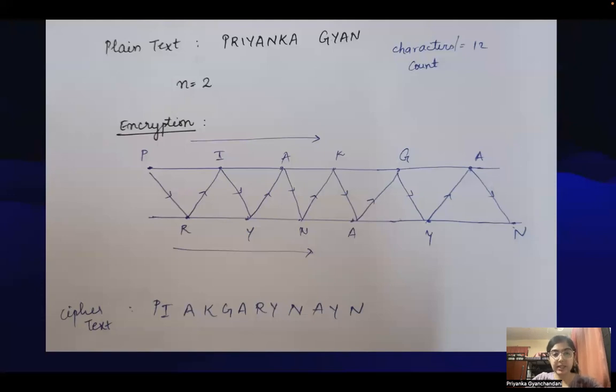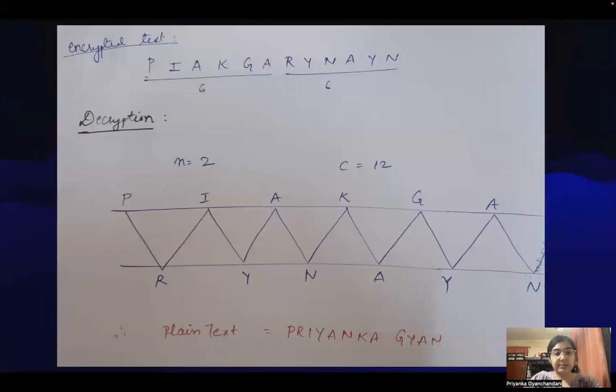Now we'll see the decryption, like how it is being done in the same example. So in decryption, when n is equal to 2, we have the two rails, and the count is obviously 12, of the encrypted text, which was the ciphertext we got, PIAKGA and RYNAYN. Then in the decryption method, the same is constructed again in the two rails, and we get the plain text. So here it is again like this. We read in the zigzag manner, which gives PRIYANKA, again, and we got the plain text.